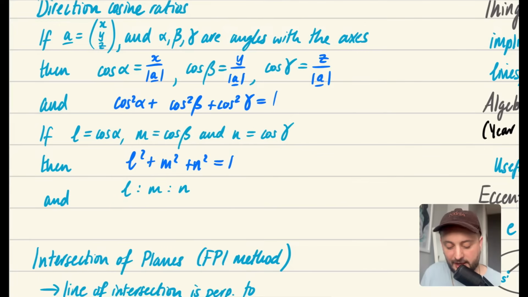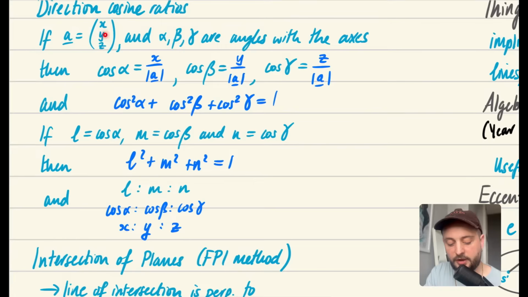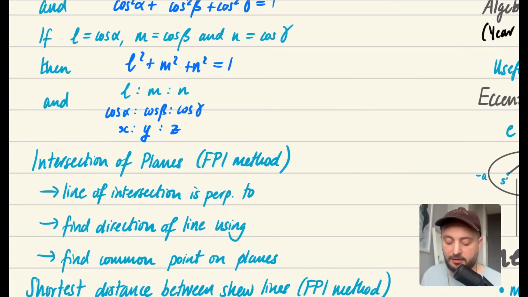And then interestingly, L to M to N, which are these cosine parts, are in the same ratio as cos alpha to cos beta to cos gamma, because that is just what they are equal to. But cos alpha, cos beta, and cos gamma are in the ratio of x to y to z. So this gives us an interesting property: if we have a vector, the cosines of the angles that it makes with the axes are in the same ratio as the i, j, and k components.